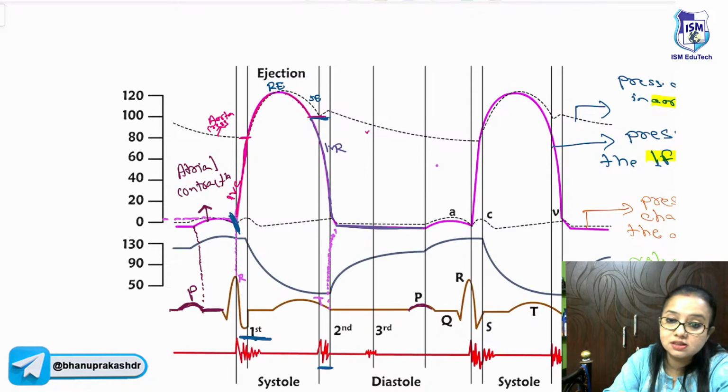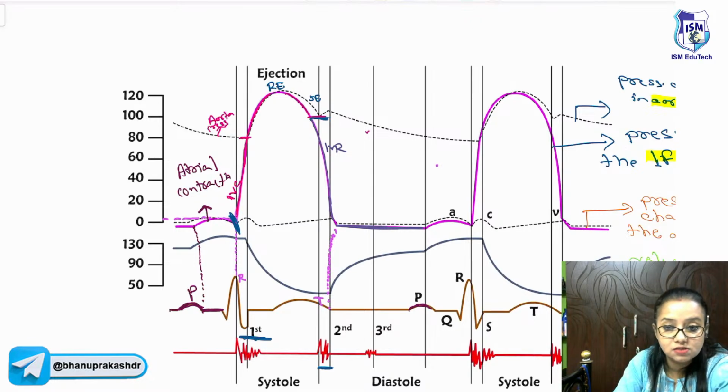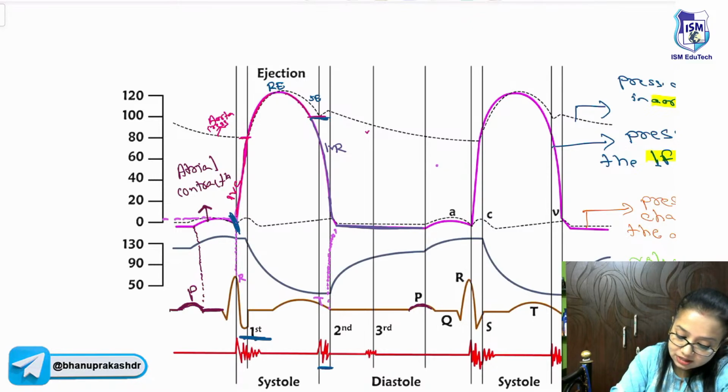So once the semilunar valve is closed, here the aortic valve is closed. Now the ventricle is relaxing, and this is the isovolumetric relaxation, in which there is no change in the volume, only the pressure from 80 is again falling down.